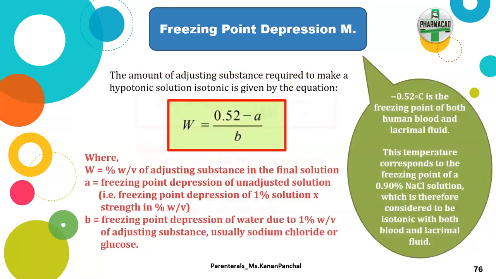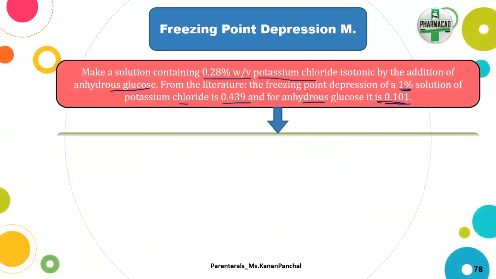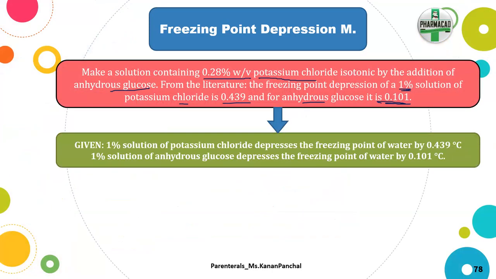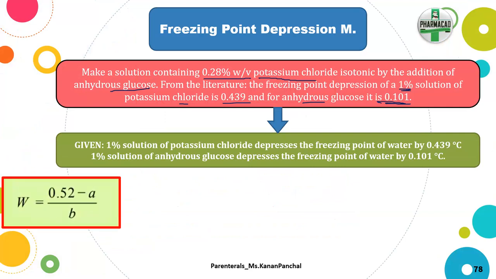So, this is the formula. I will give you all the formula. Okay? So, what is given? 1% potassium chloride ka freezing point, 1% anhydrous glucose ka depression in freezing point. And this is the formula. अलग से freezing point calculate नहीं करना है, समझा ना क्यों? Because it's already given. So now calculate. A is unadjusted substance का depression and B is adjust करने के बाद का depression.